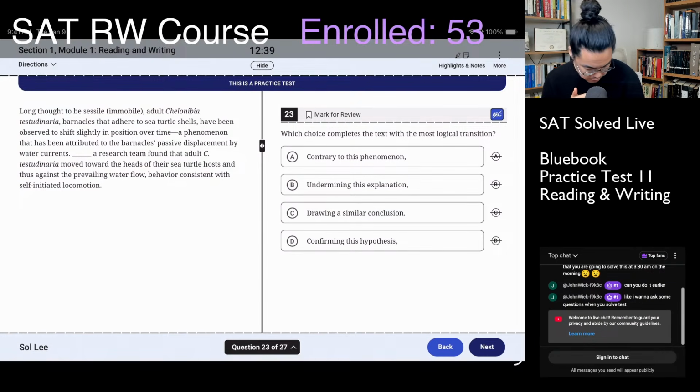Testudinaria have been observed to shift slightly in position over time. Okay, passive displacement by water. However, it's found that they move towards the heads of their hosts against water, which is with self. Yeah. Has to be, A doesn't make any sense because of the word phenomenon, so that's B.